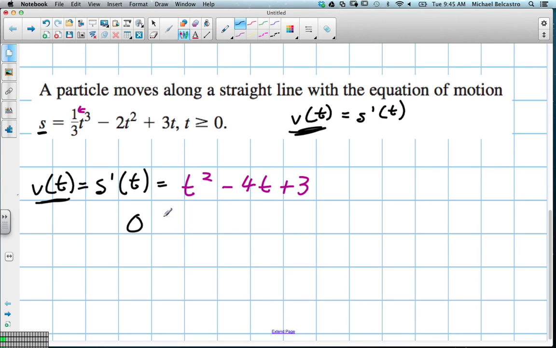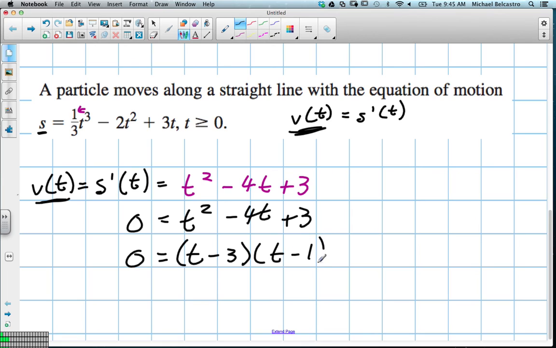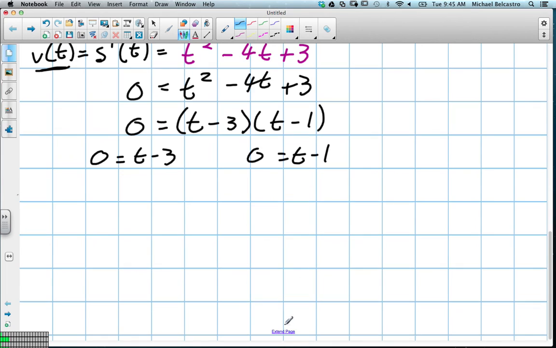So if we set it equal to 0, we have t squared minus 4t plus 3. We'll factor this. When we go to factor this, we have 0 is equal to t minus 3 and t minus 1. Okay. We factor the equation above. We're going to set both equal to 0. T minus 3 equals 0. T minus 1 equals 0. And at the time of 3 seconds and 1 second, our object is standing still.